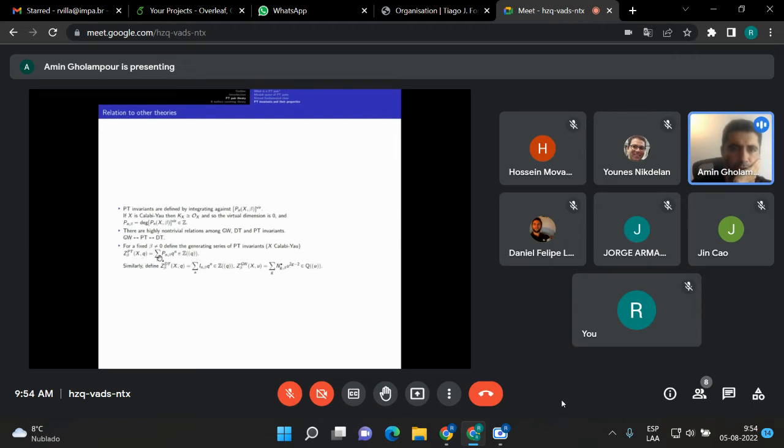we put this into a generating function. We fix beta and then we sum over all n. We do the same thing for DT and Gromov-Witten invariants. So u keeps track of the genus of the domain curve in Gromov-Witten theory, and n keeps track of the Euler characteristic of the ideal in DT theory, and also the holomorphic Euler characteristic of F in PT theory.